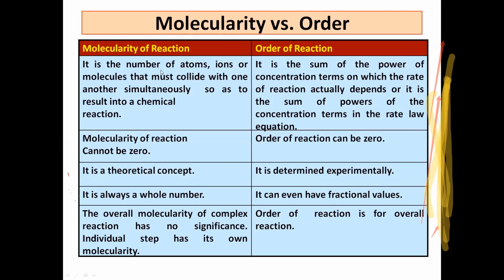So molecularity can be unimolecular, bimolecular or trimolecular, as we have seen in the previous slides. Now the second is the order of reaction. You know that it is the sum of the powers of the concentration terms on which the rate of reaction actually depends, right? So you have to consider the rate law. The sum of the powers of the concentration terms in the rate law will give you the order of reaction, and this is only for the rate law.